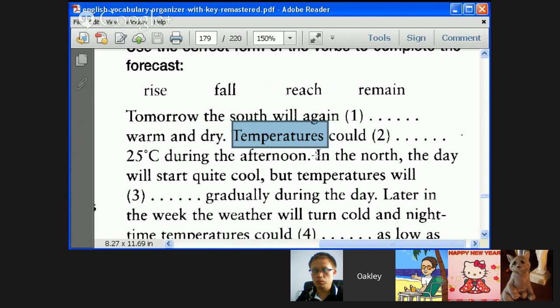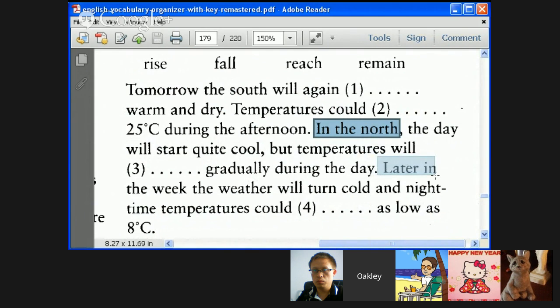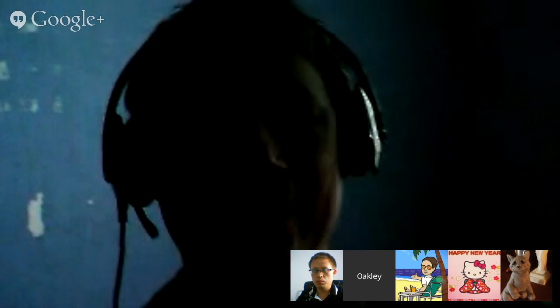Okay, Heidi. In the north, the day will start quite cool, but temperatures will rise gradually during the day. Okay, and finally, Germain. Later in the week, the weather will turn cold, and nighttime temperatures could fall. Yes, right. 8 degrees.